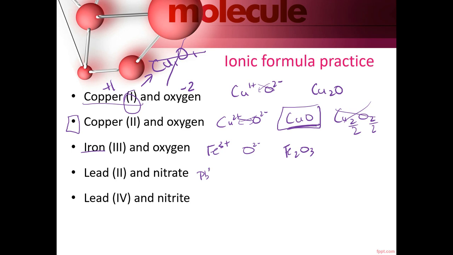Lead 2 and nitrate. Lead 2 is going to have a charge of +2. Nitrate is still NO3 with a -1 charge. 2 and 1 don't match. So we need Pb(NO3)2. And then last but not least, lead 4, Pb4+.